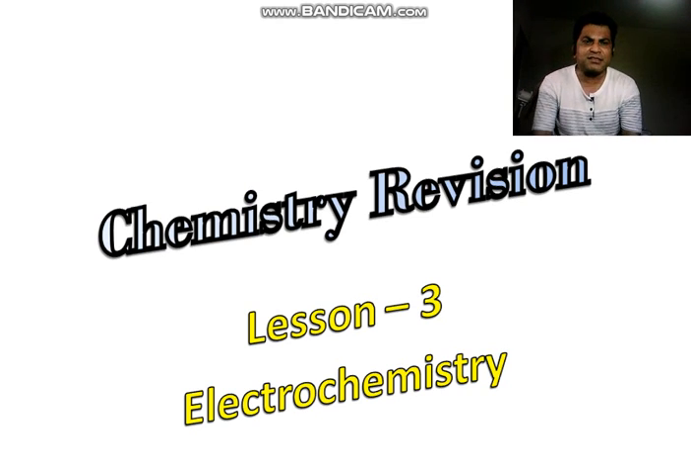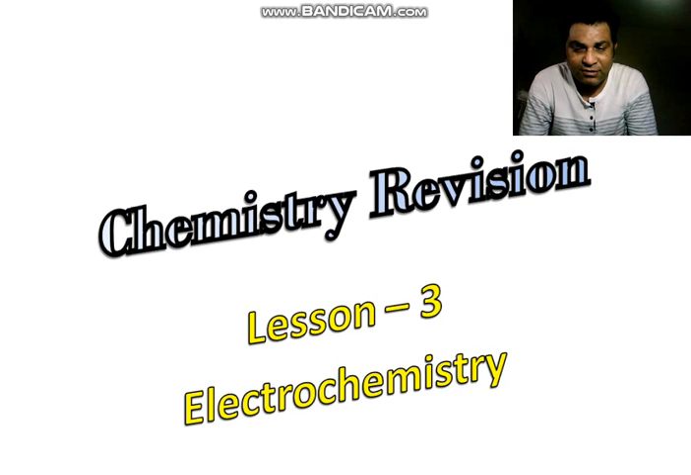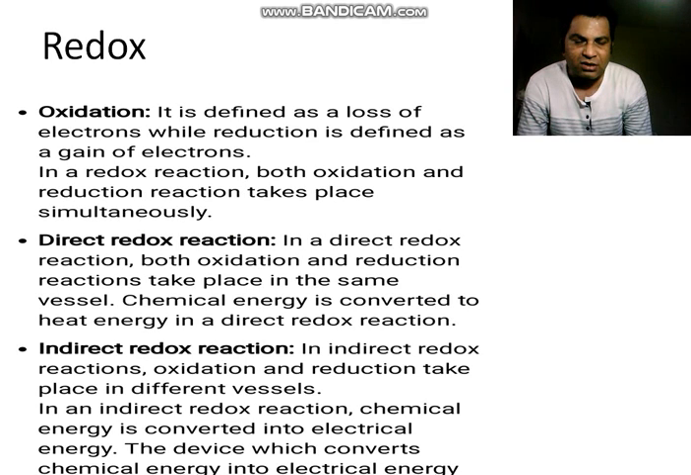Dear students, in the previous topic we studied electrochemistry, electron and chemistry, that means the electricity developed by chemicals. We know that a redox reaction can develop electricity, so first we will learn about redox. Redox is a word combining reduction and oxidation. Oxidation is defined as the loss of electrons, while reduction is defined as the gain of electrons. In a redox reaction, both oxidation and reduction take place simultaneously.